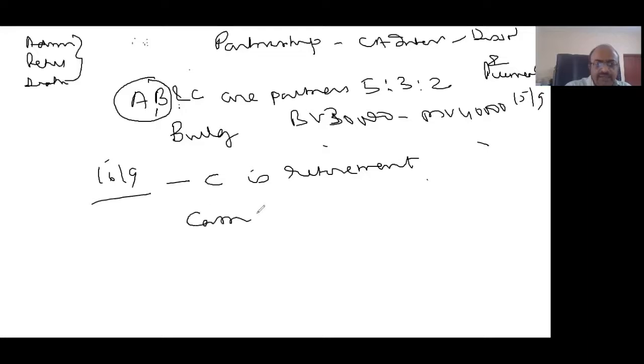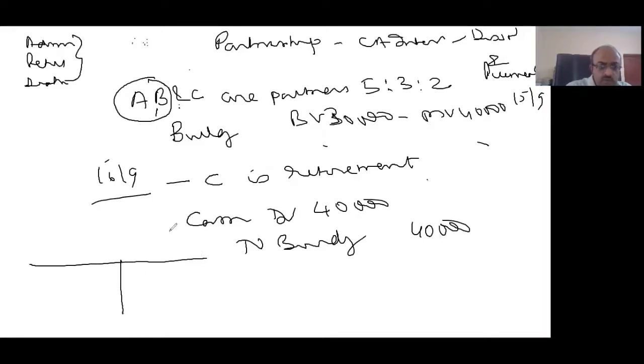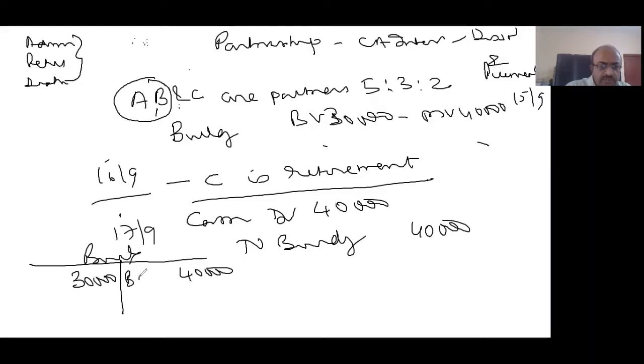They will get cash account debit 40,000 to building 40,000. Now, look at the building account. He is gone; nothing is done after that. This is on the 17th. The building account had a balance of 30,000, but you got 40,000 from the bank. Therefore, there is an extra amount of 10,000.